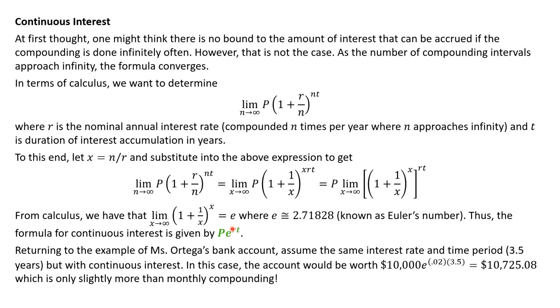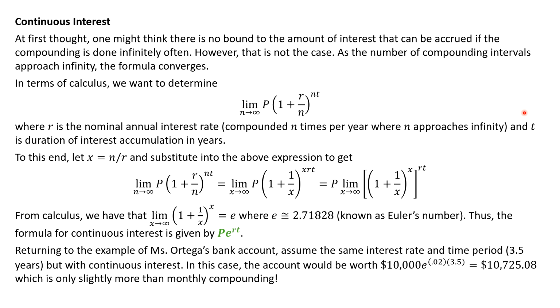And I've seen this advertised occasionally on bank interest, where they'll say compounded continuously. If we look at the example from Ms. Ortega, and we assume the same interest rate and the same time period, and we plug that into the formula, so 10,000 e to the 0.02 for R, times 3.5, we get 10,725.08. So it's a little bit less than $1 more than what you would get doing the compounding from the previous slide.